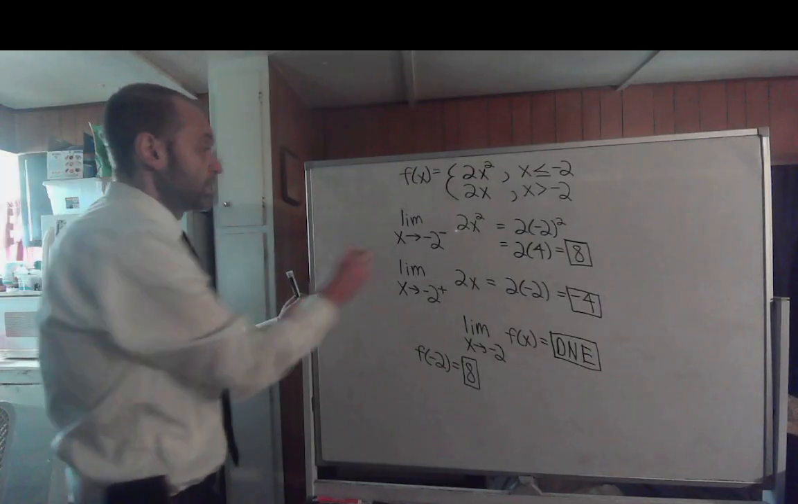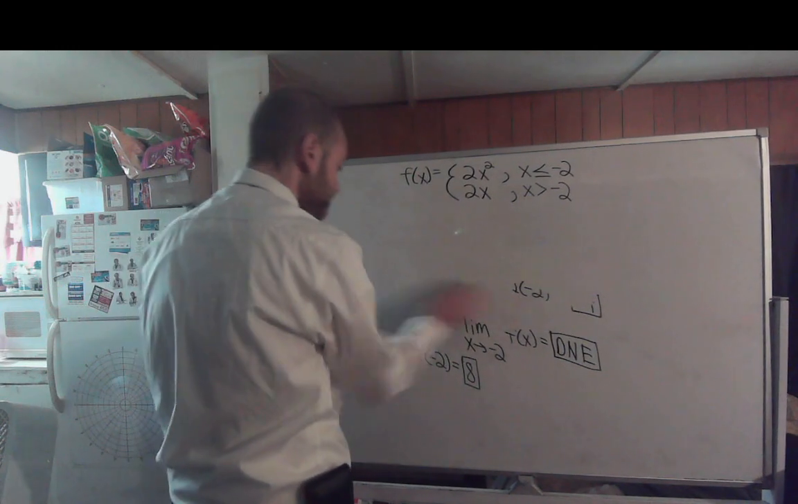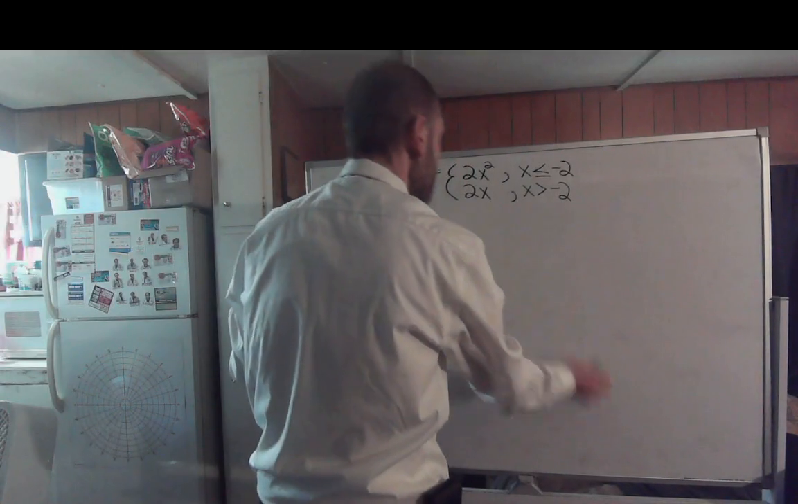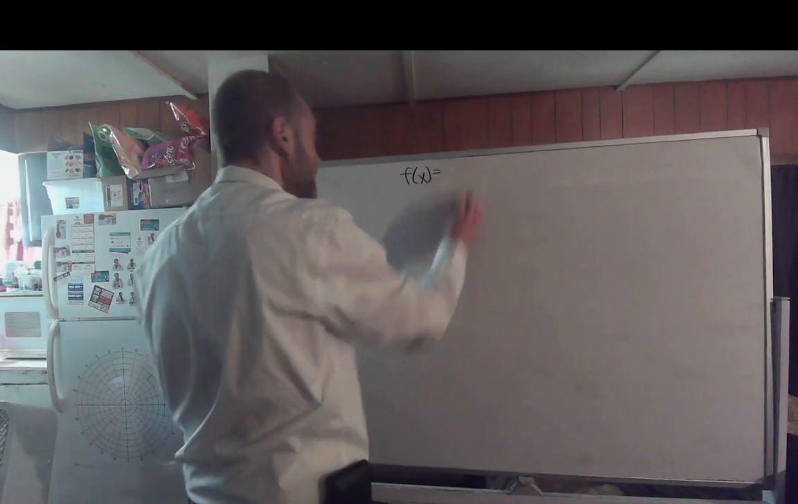Alright, let's do one more, and I'm really going to change it this time. We're going to do a 3-piece piecewise function. And there's a method to my madness and a madness to my method.